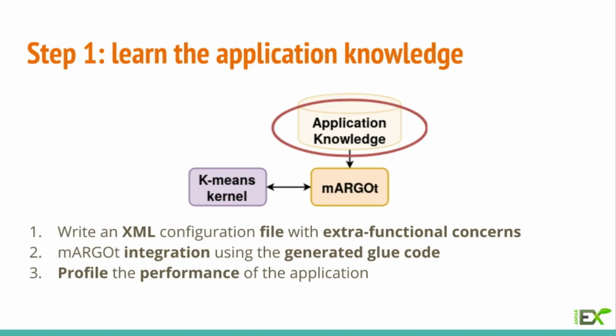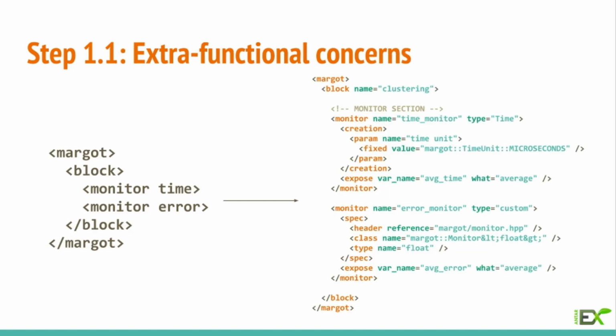The first step to integrate mARGOt aims at learning the application knowledge. First, we write an XML configuration file with extra-functional concerns to generate glue code for minimizing the integration effort. Second, we integrate mARGOt in the application source code using the generated glue code. Third, we collect profile information of the application to learn the application knowledge.